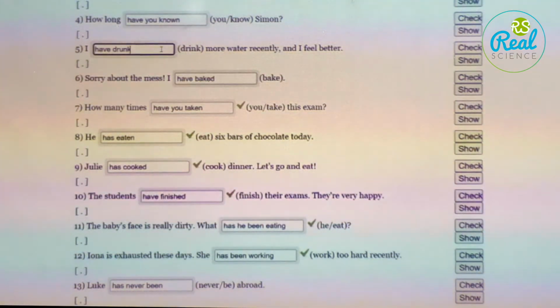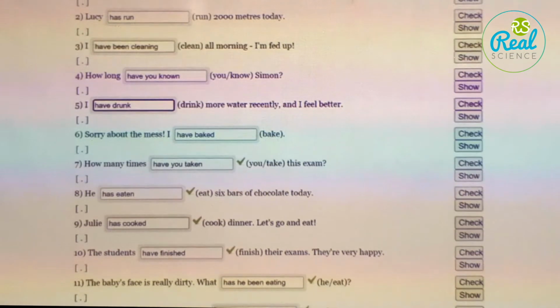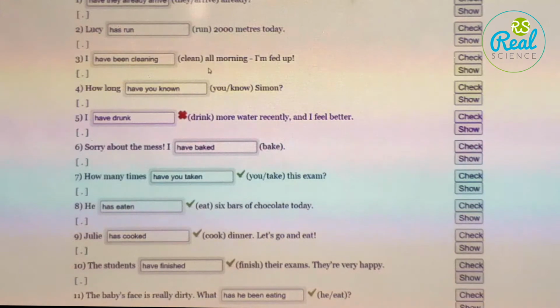Okay, let's check this one. Fifth one. It is also incorrect. So, okay, I have drunk. I have been drinking more water. So something is going wrong with this technique. So I have been drinking more water recently and I feel better. Actually, we did it, I think, correctly. I have drunk, it should be. It's correct. So next one, fourth.